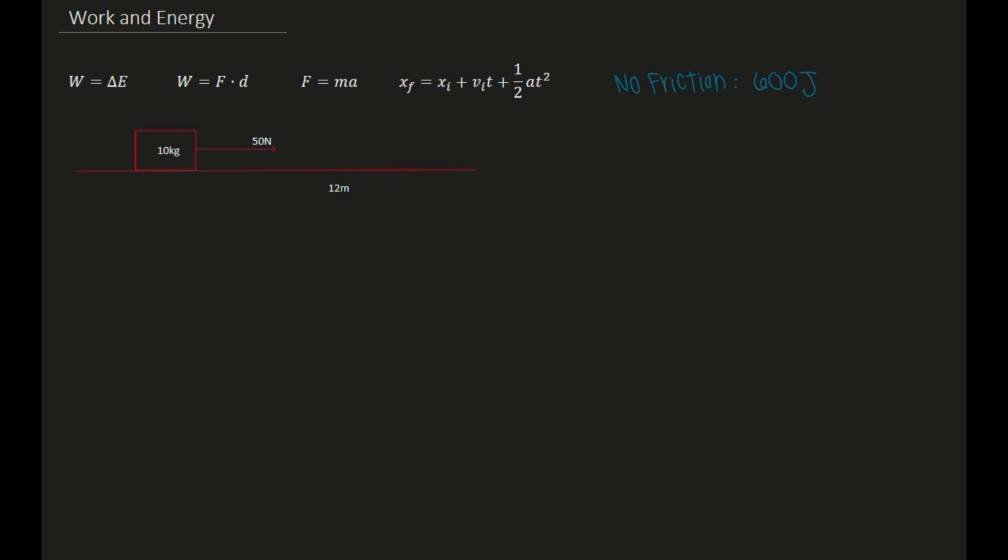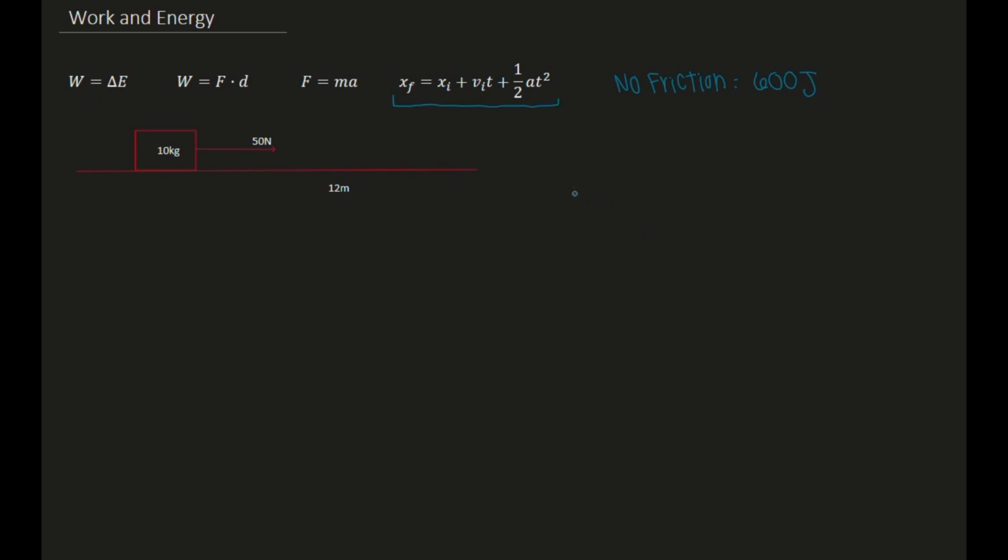We're going to look at a few things, though. So if I have this example for the 10 kilogram block, I'm applying 50 newtons of force. It's going across 12 meters. I can actually use this. I can calculate the amount of time it's going to take to travel that distance, and I do that by using this kinematic equation right here.